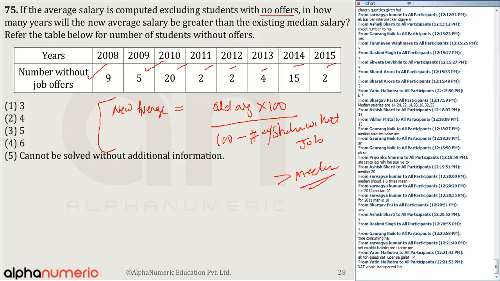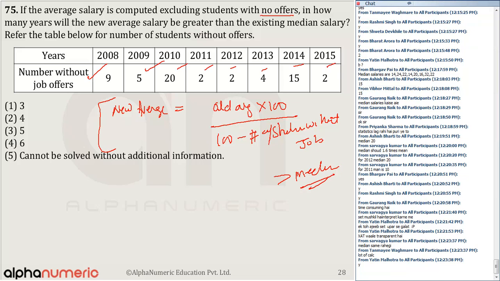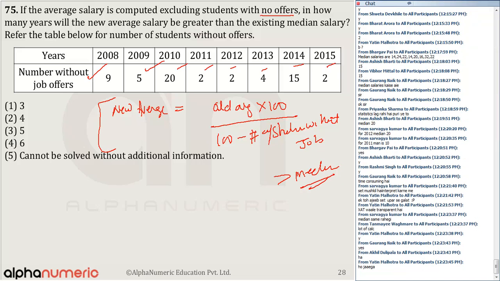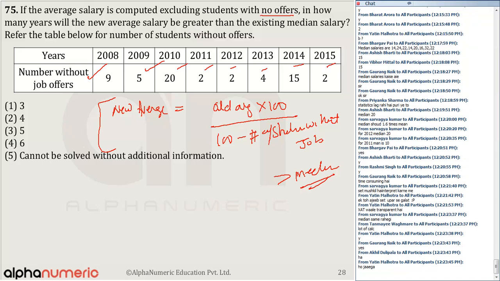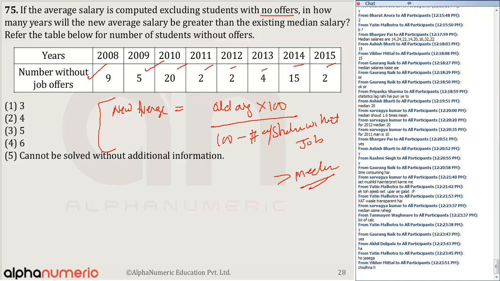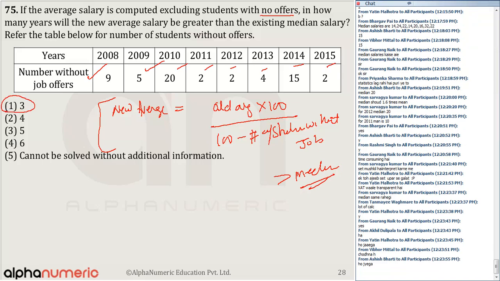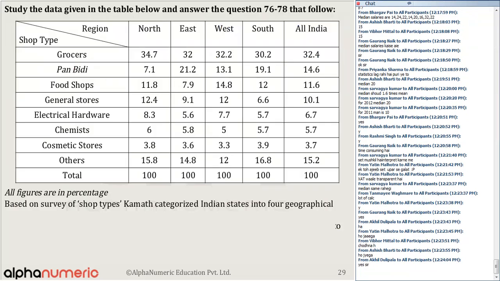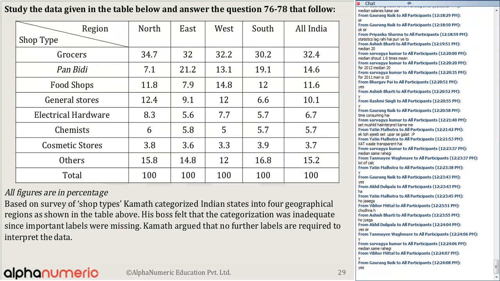So it is a calculation based question, but should I solve it? Did you understand what to do here? New average is equal to old average into 100 upon 100 minus the number of students without a job. It has to be greater than the median. So it's completely calculation based, which is time consuming. The correct answer for this question is option 1, that is 3. Did you understand what to do? Calculation is definitely there that you need to do. So should I move to the last set? There were only three questions in this. Yes, the median will remain the same, the median is not going to change. The median salary stays the same as given, because we only remove students when computing the average.